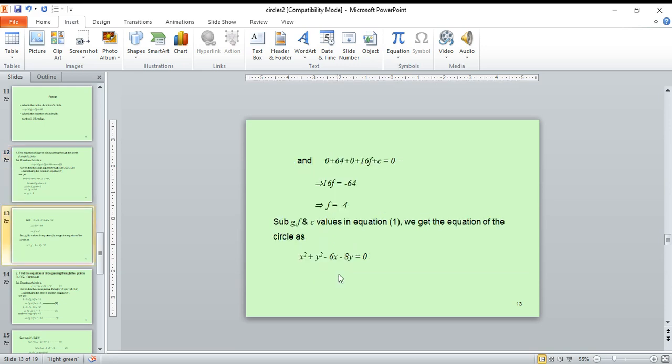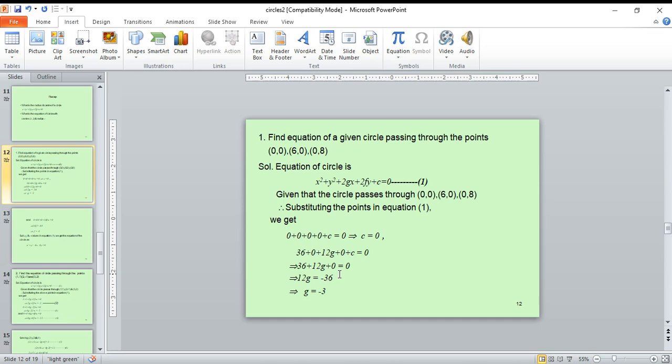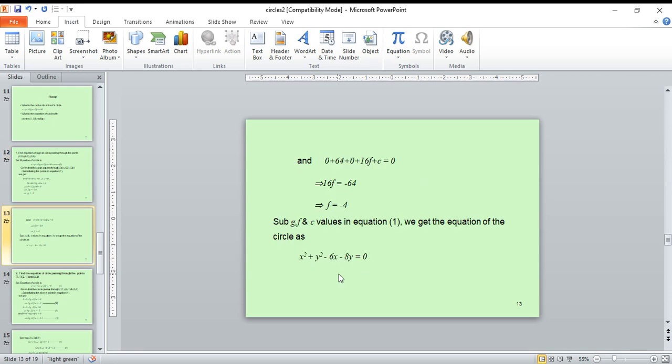And apply the other point, that is 0 comma 8, x equal to 0, y equal to 8. 0 square plus 8 square is 64 plus 2g into 0 plus 2f into 8 plus c is 0, equal to 0. So 64 plus 16f equal to 0, 16f equal to minus 64, f equal to minus 4. Substituting the g, f, c values in equation 1, we get the equation of the circle as x square plus y square minus 6x minus 8y equal to 0.